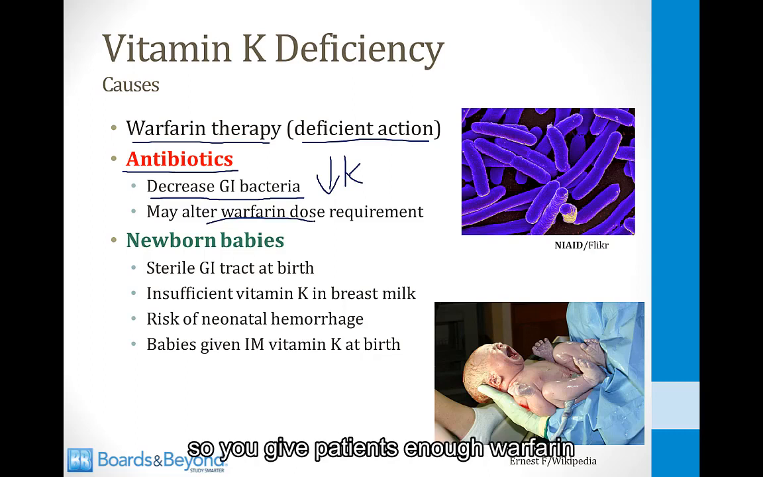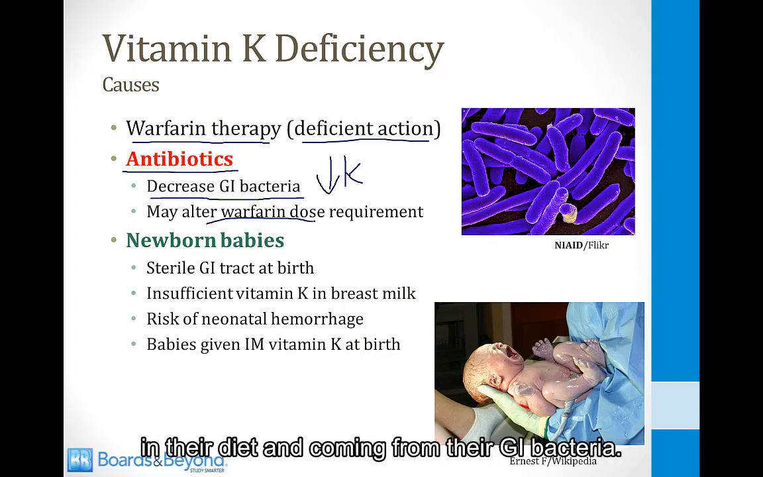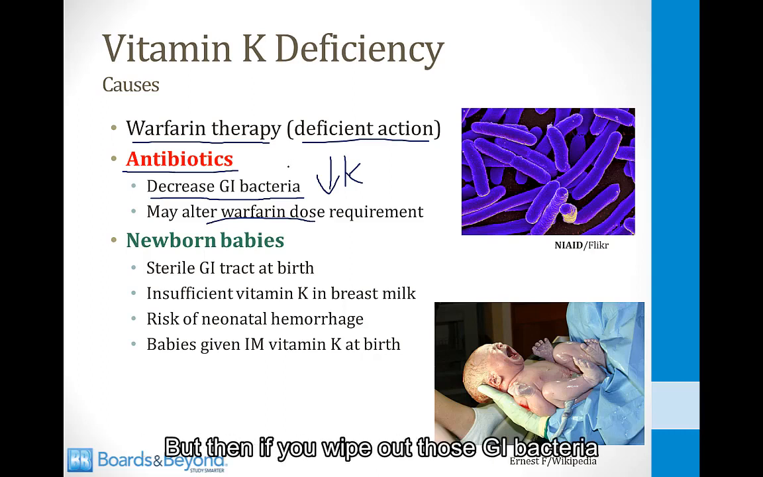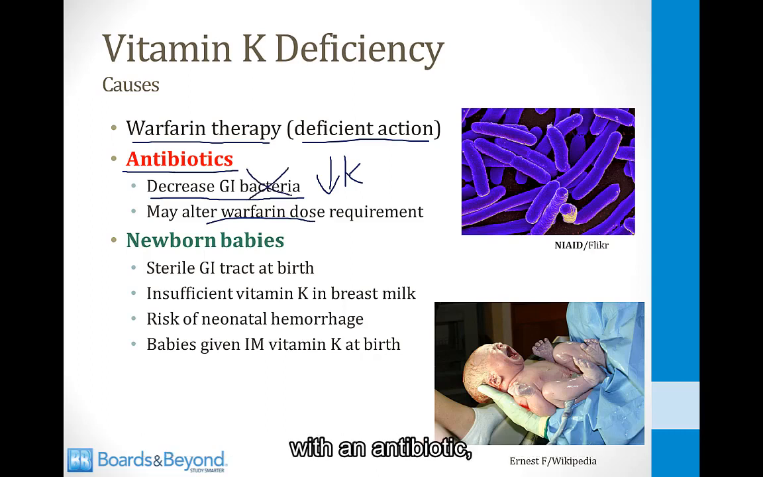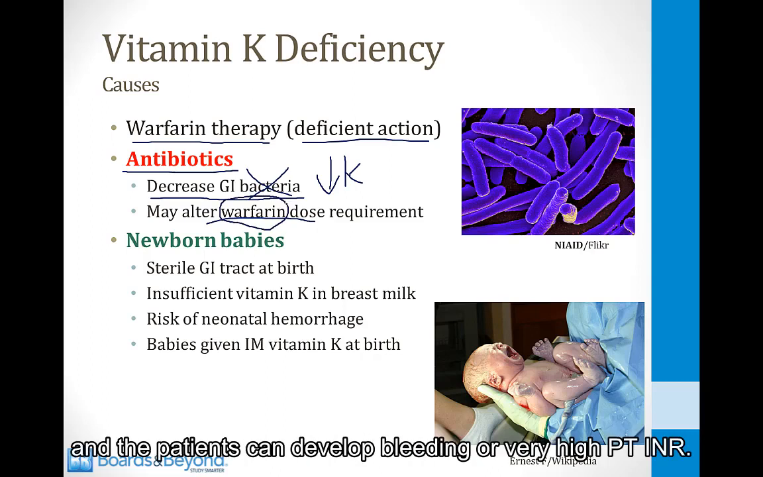So you give patients enough warfarin to counteract the normal amount of vitamin K in their diet and coming from their GI bacteria. But then if you wipe out those GI bacteria with an antibiotic, suddenly that warfarin dose is too high and the patients can develop bleeding or a very high PT-INR.